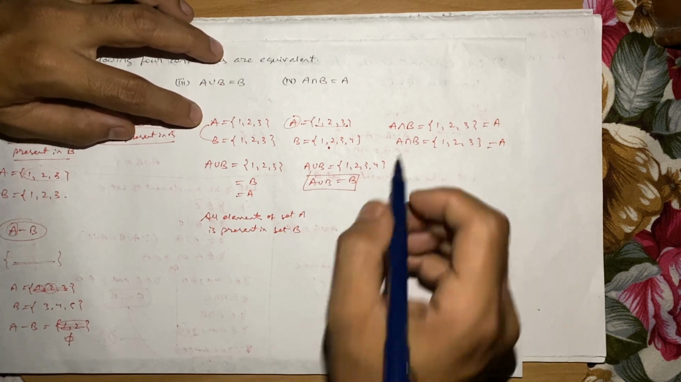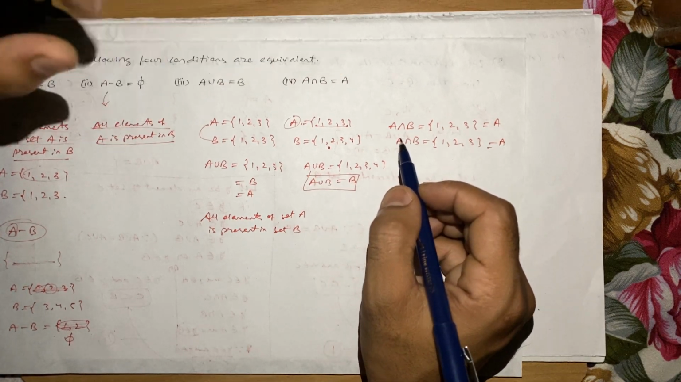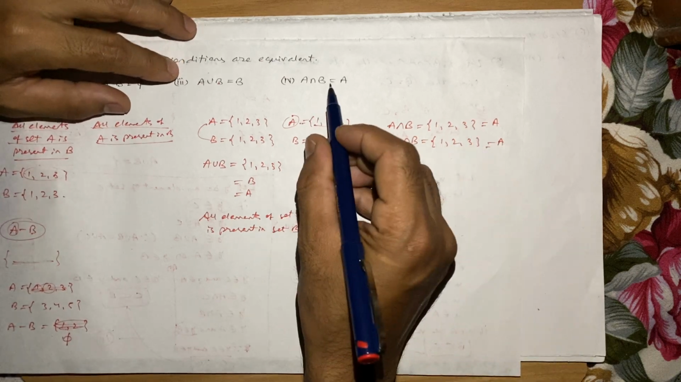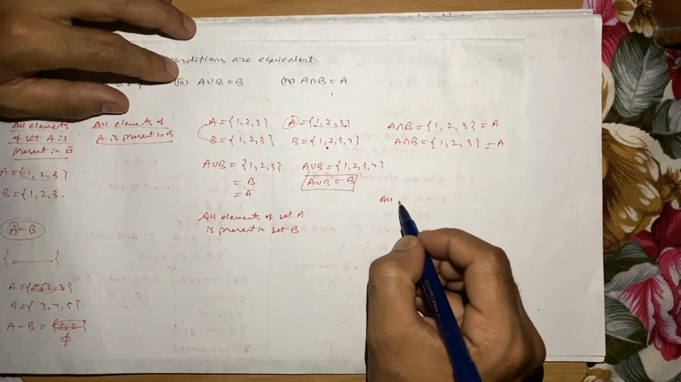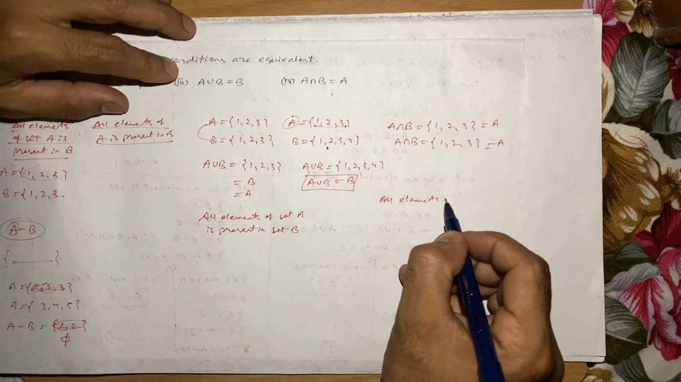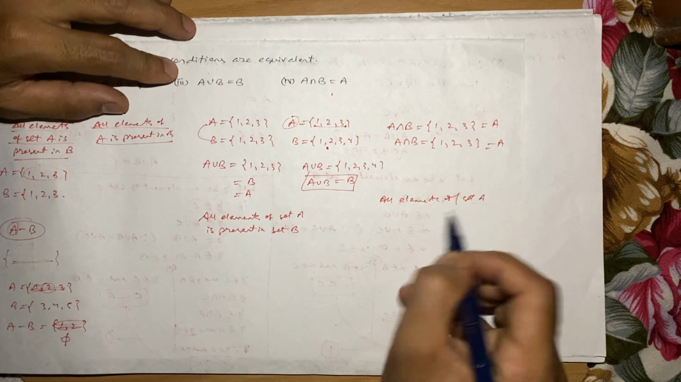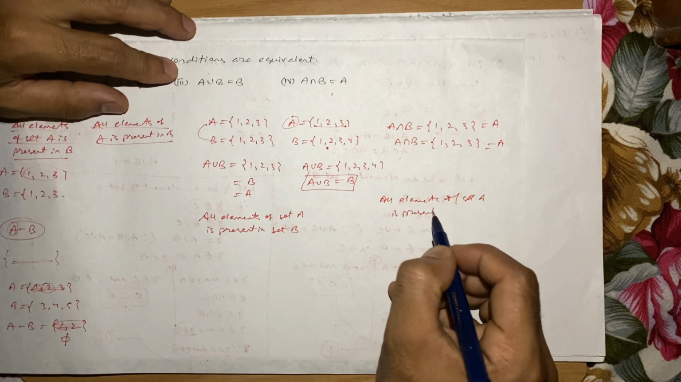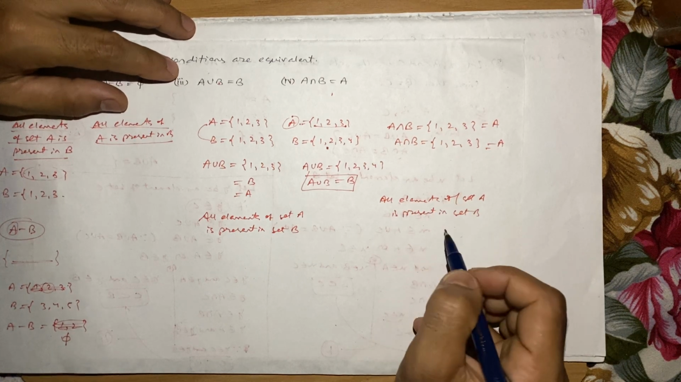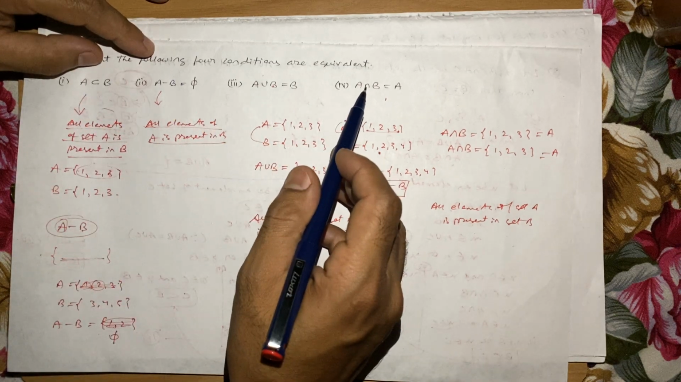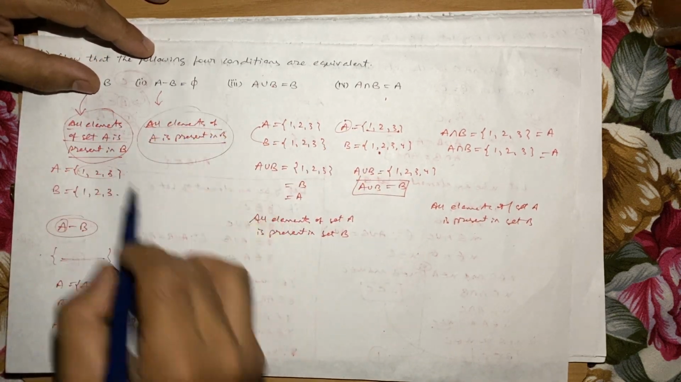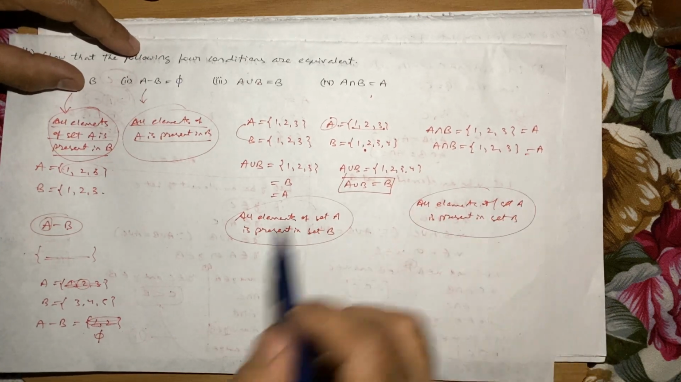So what can I say here? That all the elements of set A are present in the set B. That's why this is equal to A. So here also, for this one, all elements of set A are present in set B. So if you see here, all four conditions have the same statement, right? All elements of A are present in B.